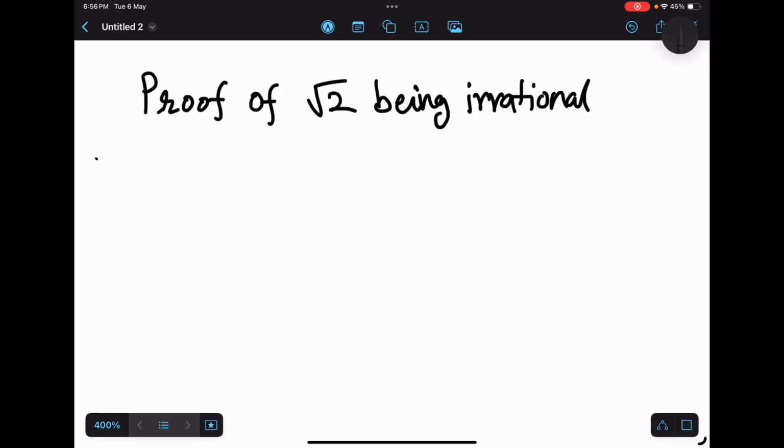Hi all. In this video we are going to try to understand the proof of root 2 being an irrational number. We all know that root 2 is an irrational number. Here we are going to prove that it is actually an irrational number.